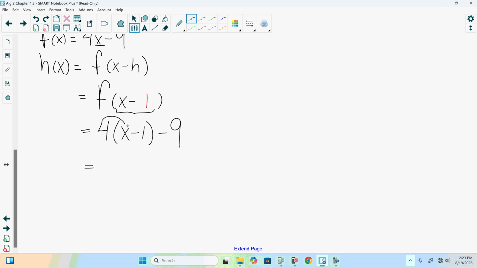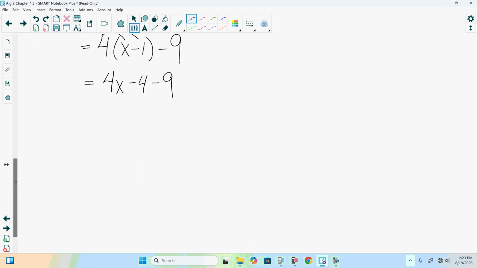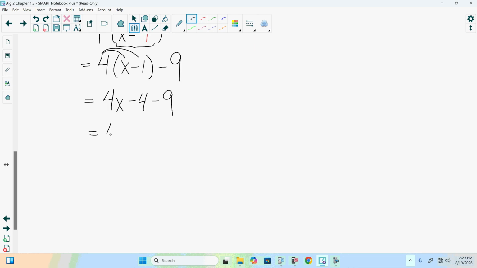Distribute: 4 times x is 4x. 4 times negative 1 would be negative 4, minus 9. Negative 4 minus 9. Negative 13.